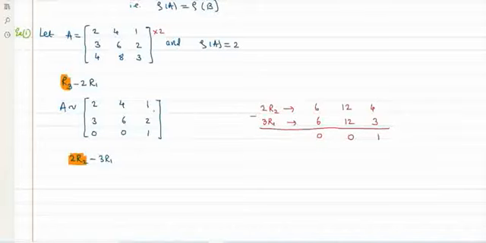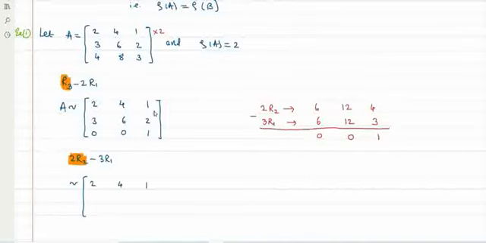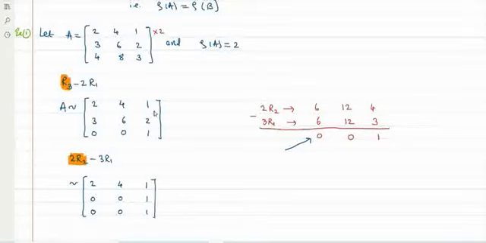You will get a new equivalent matrix, where first row no change. First row no change. That means 2, 4 and 1. Now second row you have to change by, this is a new R2. What are the elements? 0, 0, 1. Now again third row no change. 0, 0, 1. And suppose this is a matrix B.